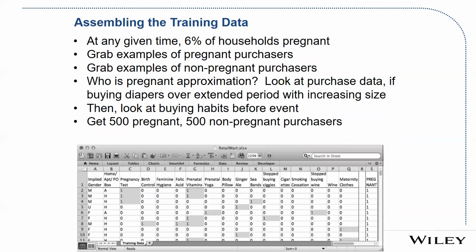As we look at this, about 6% of households are pregnant at any given time, so 94% aren't pregnant. What we're going to do is grab examples of pregnant purchasers and examples of non-pregnant purchasers. How can we tell if somebody's pregnant? What do you think? What do people buy when they're pregnant or after they just had a kid? Diapers, baby food. Do they buy diapers once? They buy diapers multiple times. What about if they start buying diapers in small, then medium, and then large? They've been buying diapers for a year or two, and the sizes start getting bigger. That's probably a good indication that they have a little kid in the house.